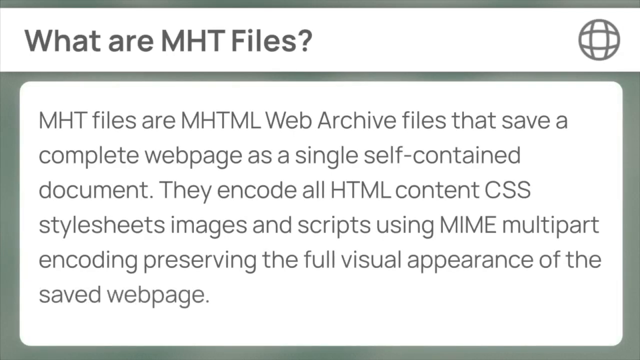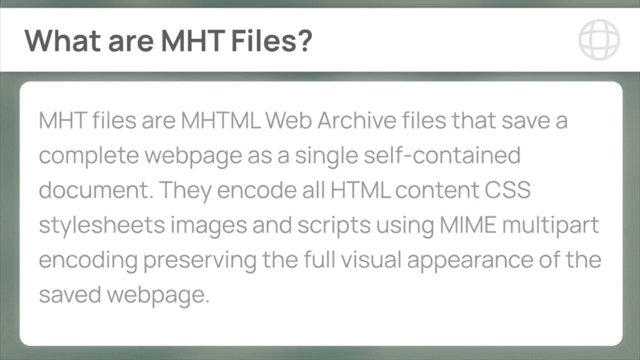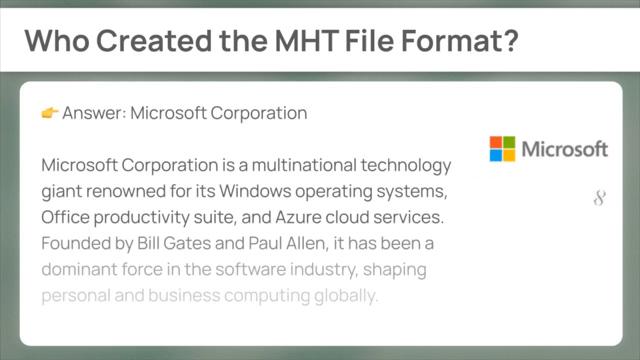MHT files are MHTML Web Archive files that save a complete web page as a single self-contained document. They encode all HTML content, CSS style sheets, images, and scripts using MIME multipart encoding, preserving the full visual appearance of the saved web page.